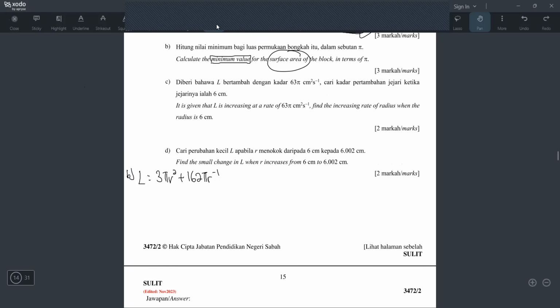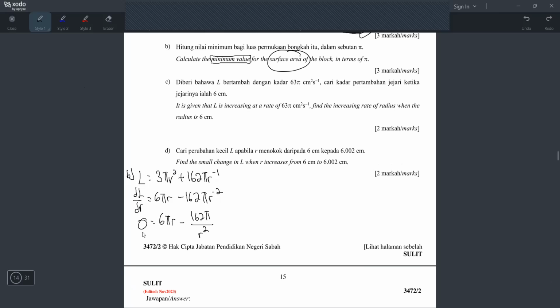Okay, now you differentiate and then equals 0 later. When you differentiate, you write dL/dr, because it's L in terms of R. So when you differentiate this, the power has to times with the number and then power minus 1. So 2 times 3 pi will be 6 pi, and then power minus 1 will be 6 pi r. And then negative 1 times 162, power times number will be negative 162, and then the power minus 1 will be r minus 2 like this. Now you end up with 6 pi r minus 162 pi. The r power negative 2, you can bring it down, become r power 2. And then the whole thing equals 0.